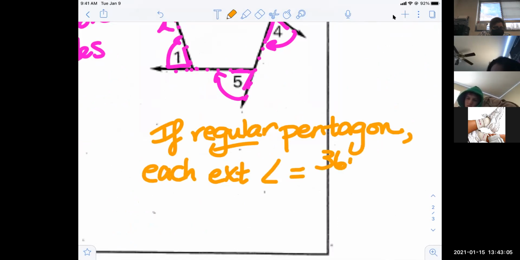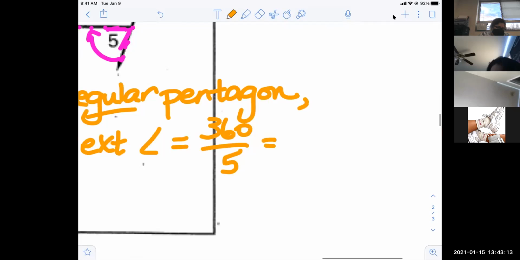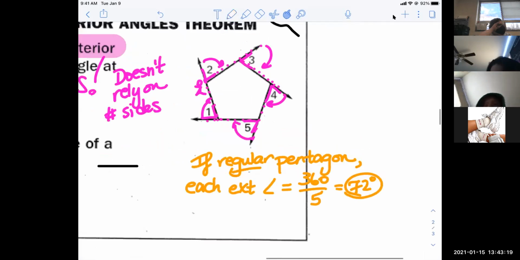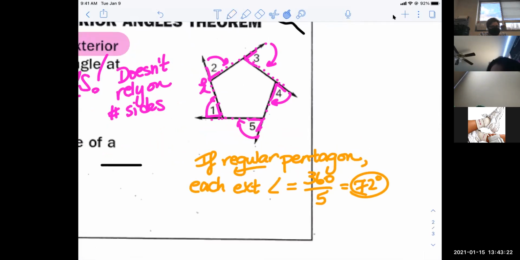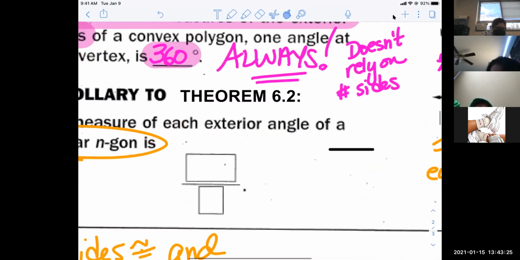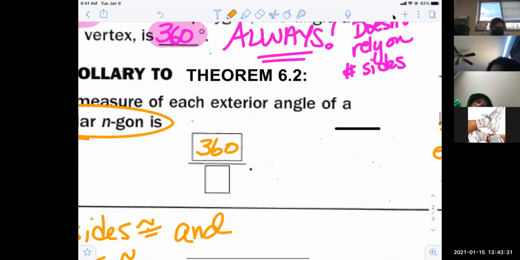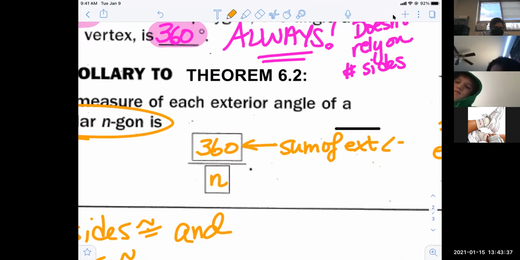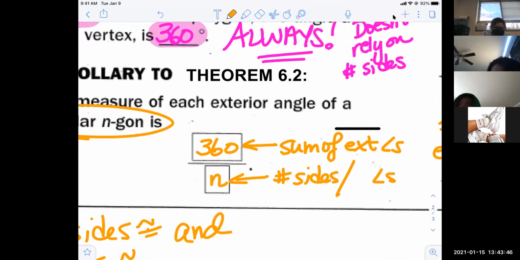360 divided by 5. Right, there's 5 congruent angles, so 360 is divided evenly into 5 congruent angles. And that's how much? 72. Yep. So if it's not regular, you don't know how the 360 is broken up. But if it's regular, it's easier because the sum's always 360. Okay, 360 divided by n. Again, 360 is the sum of the exterior angles. N is the number of sides or the number of angles, whichever way you want to think about it. It's both.